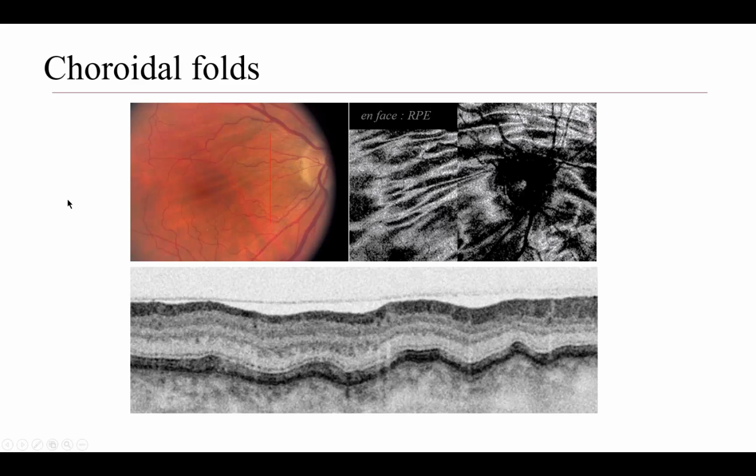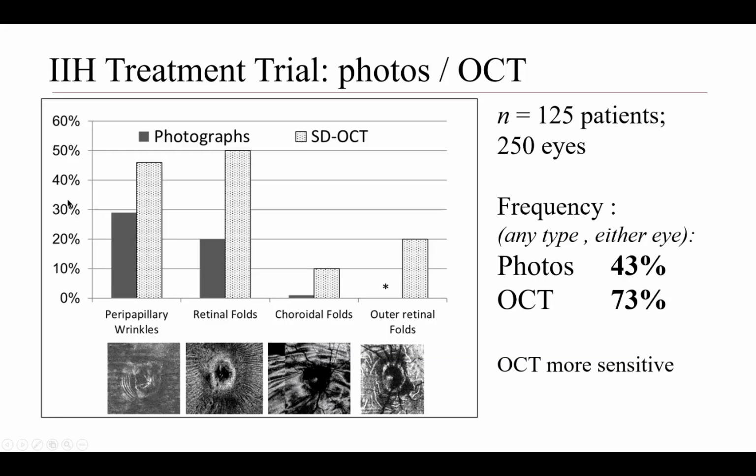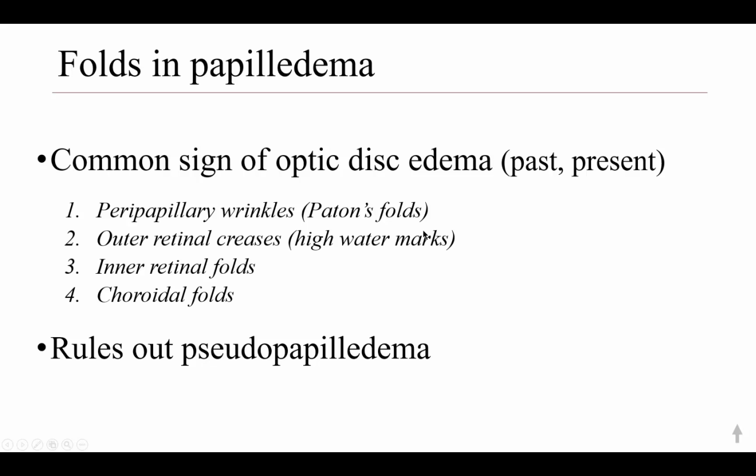What we found in the study was that among these 125 patients, 250 eyes, the relative frequency of these folds was pretty significant. The OCT was much better at detecting these folds than the photographs. And if you look at all comers, either eye, any type of folds, we'll see some type of fold in about 75% of the patients. So folds are common signs of optic disc edema, both past and present. And I'm talking about all four types of folds. The importance and significance of folds is that they rule out pseudo-papilledema.